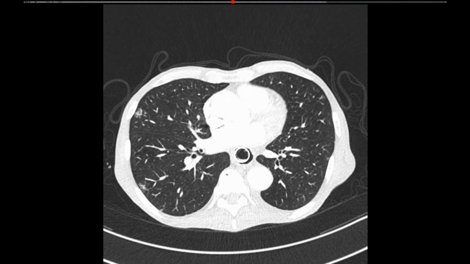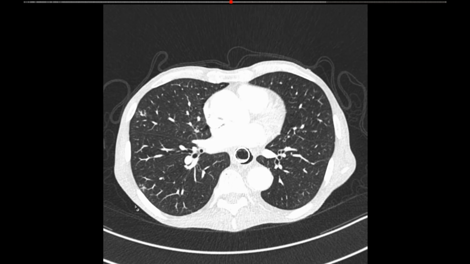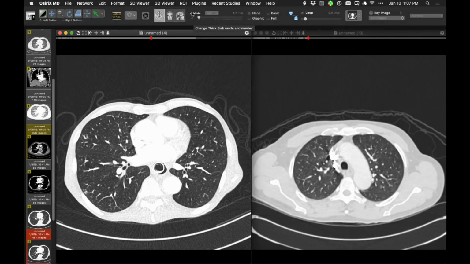But I'm hoping everyone can appreciate that these opacities like this one represent very small tubular branching opacities. They are centrilobular, but the more one looks at these, the more you can appreciate that they are tubular and branching opacities in that location. So now let me go and show you some other findings.